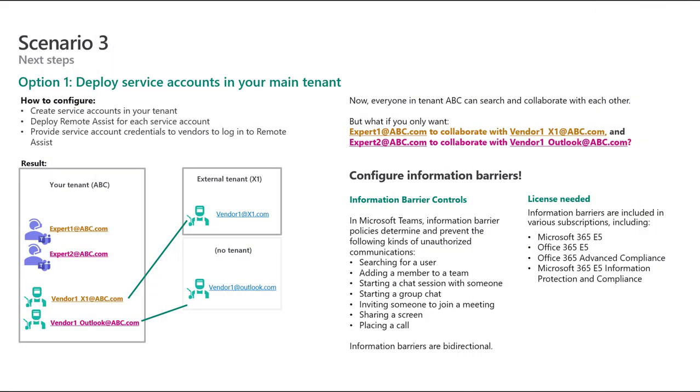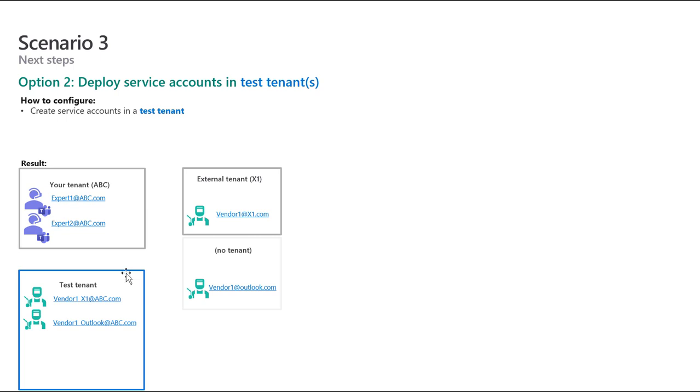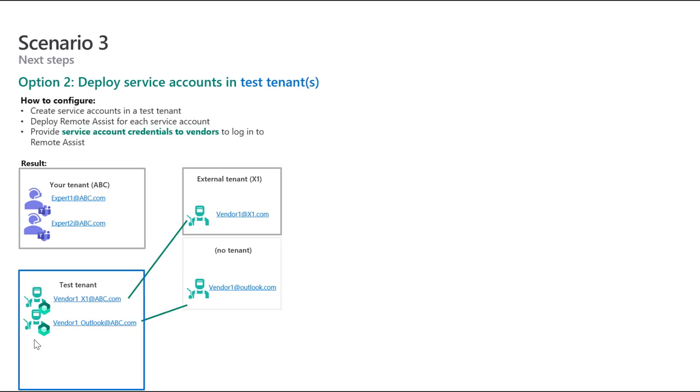So I just went over the process for deploying service accounts in your main tenant. Now let's talk about deploying service accounts in a test tenant. Some customers want to do this because they want to make sure their employees are all in one tenant and keep their vendors in a separate tenant, because it's easier to define policies that way. So first, you would need to create a test tenant and create service accounts inside it, then deploy Remote Assist to each service account, and then again provide these credentials to the vendors.